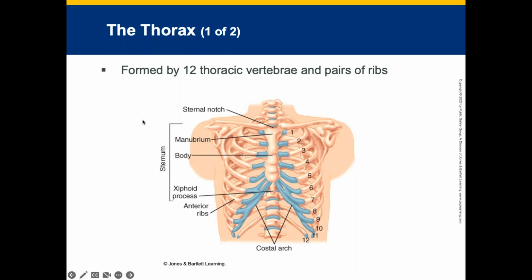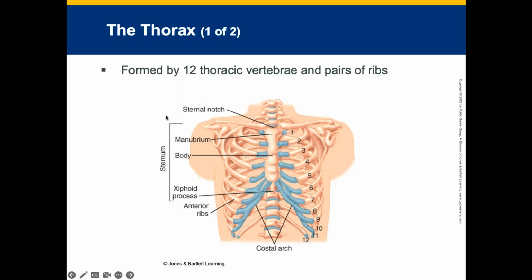The thorax is formed by 12 thoracic vertebrae and pairs of ribs. Vertebrae being up back, and they come around, hooking into the sternum. Then we do have some floating ribs down below. So these are formed by 12 thoracic vertebrae and the 12 pairs of ribs. The boundaries of the thorax are the rib cage anteriorly, superiorly, and posteriorly, and the diaphragm inferiorly. And the anterior midline of the chest is the sternum.